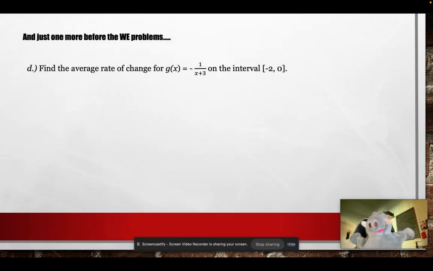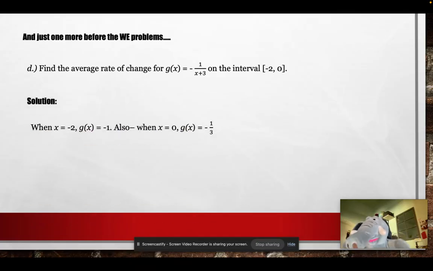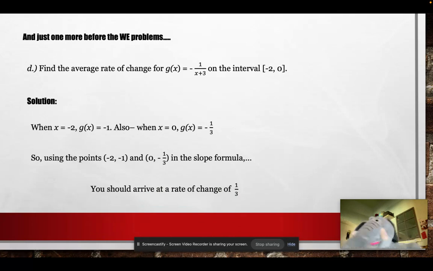Okay, one more example before we do the we and the you all, and then we're done. So let's find the average rate of change for g of x equals -1 over x plus 3. We got the interval -2, 0. Okay, so we're going to go ahead and sub in -2 and get g of x is -1. And when we sub in the x is 0, we're going to get -1/3. Okay, that means we have points at -2, -1, and 0, -1/3. And if we use that in the slope formula, right, we're going to arrive at an average rate of change on that interval from -2 to 0 of 1/3.